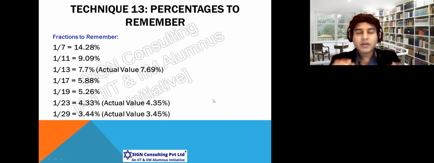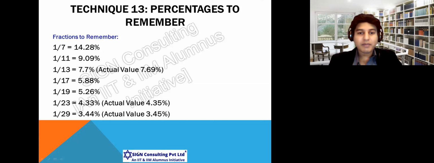For numbers wherein we can use the split method, it's quite easy to determine the answer. But before that, let me explain why I am teaching this particular technique. The reason is percentage is a very important chapter. In most of the calculations we use percentages. So first let me explain.